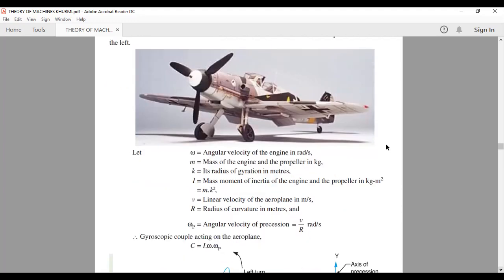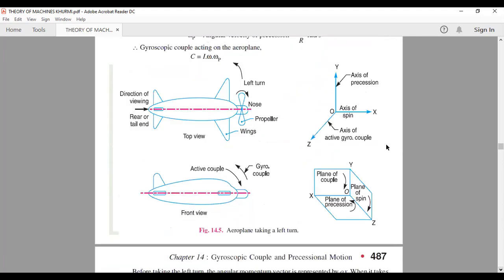So in the aeroplane model, we use it to see the different parts of the aeroplane. So front part of the aeroplane is called as nose, and backside part is known as tail. So nose and tail are the front and back ends of the aeroplane, and propeller is seen here. This is the propeller. So the parts are very important in these gyroscopic couple examples.